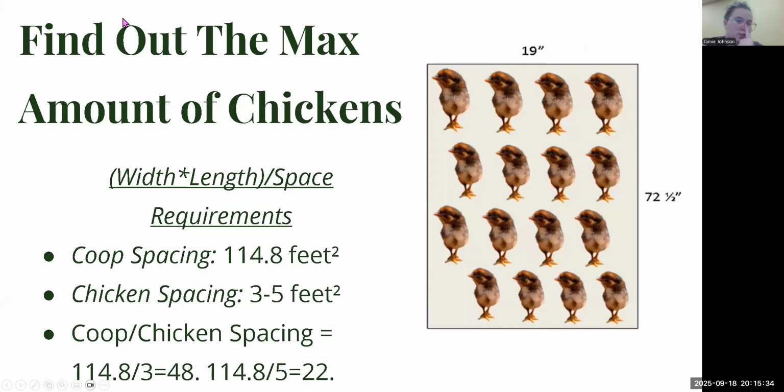Let's find out the max amount of chickens that we could put on that, right? So we take that width times length measurement, our square area measurement, and we divide it by the space requirements of our animal. So our coop spacing, as we calculated before, is 114.8 feet squared.